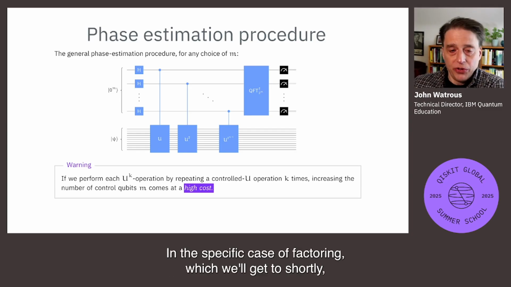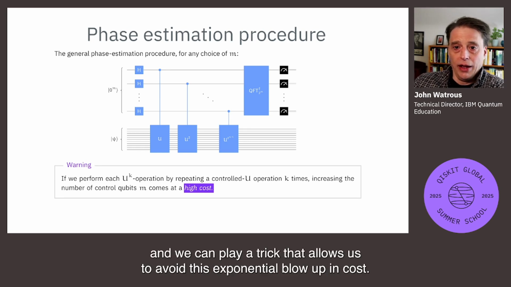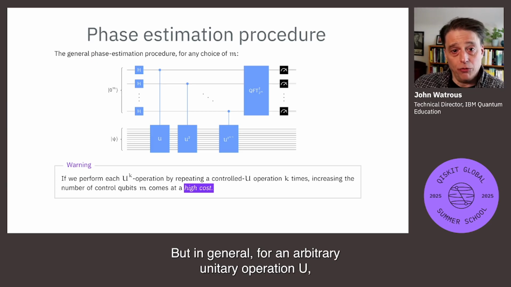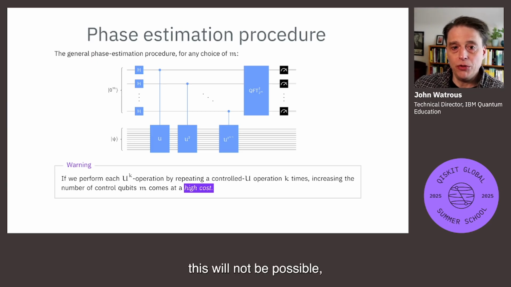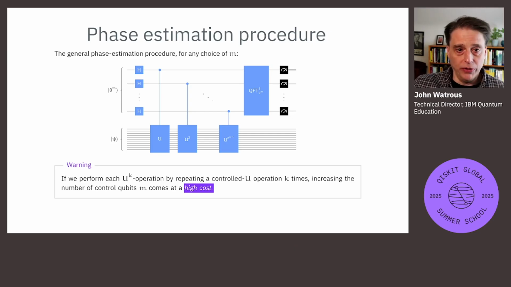In the specific case of factoring, which we'll get to shortly, it turns out that we're very fortunate and we can play a trick that allows us to avoid this exponential blowup in cost. But in general, for an arbitrary unitary operation u, this will not be possible, and we'll pay a steep price for increasing the number of control qubits.